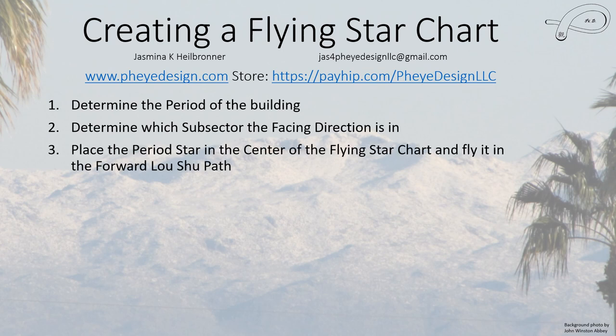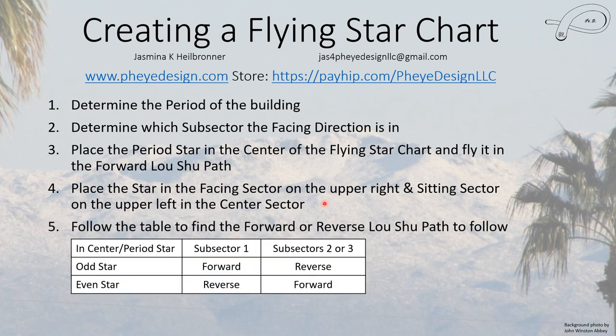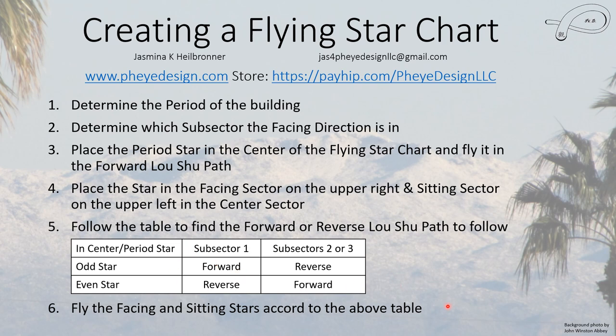Now, you need to place the period star in the center of the flying star chart and fly it in the forward Loshu path. And then you place the star in the facing sector of whatever you get from step three into the upper right, and the sitting sector into the upper left of the center sector. This is how you start everything. And then you follow the table, and you have to find whether or not you're going to fly those stars forward or reverse. And if you do, then you just fly the two stars according to this table, and you're done. It's really not that hard.